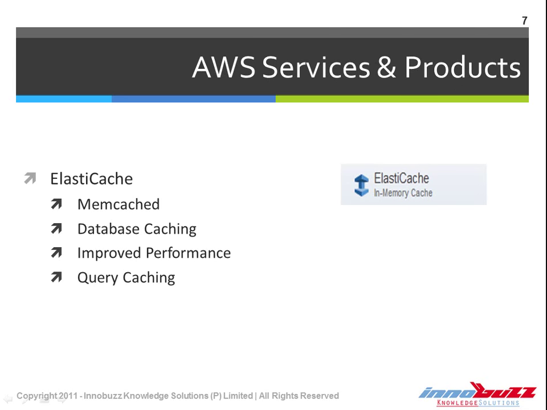Now let's take a look at another product in the database category from AWS, which is Elasticache. Before we look into Elasticache, let's see what exactly the output of using Elasticache is. For improving the performance of our web application, we use the Elasticache product.